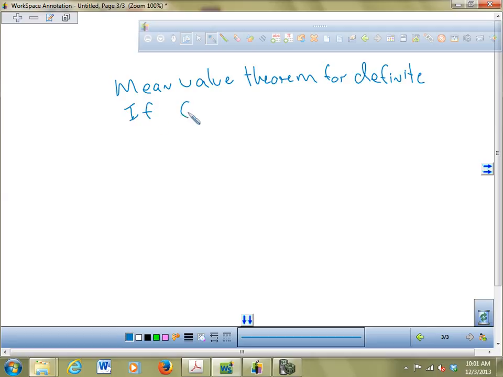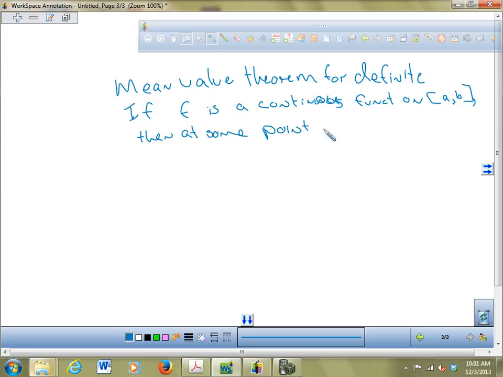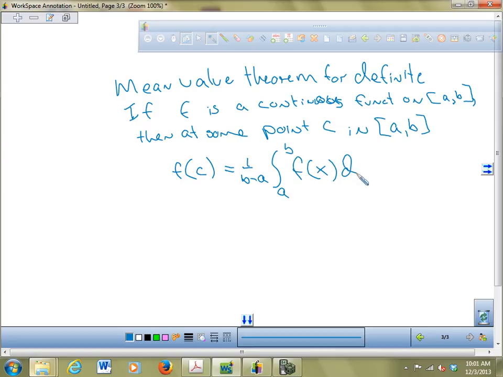All it says is that if f is a continuous function on [a, b], then there is a c in [a, b] such that f of c equals 1 over b minus a times the integral from a to b of f of x dx. Okay?